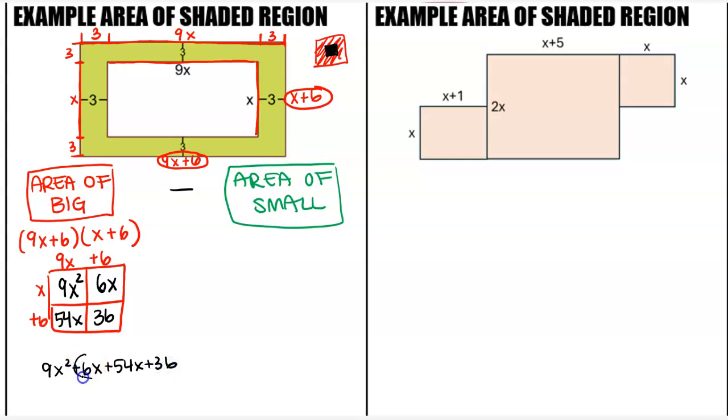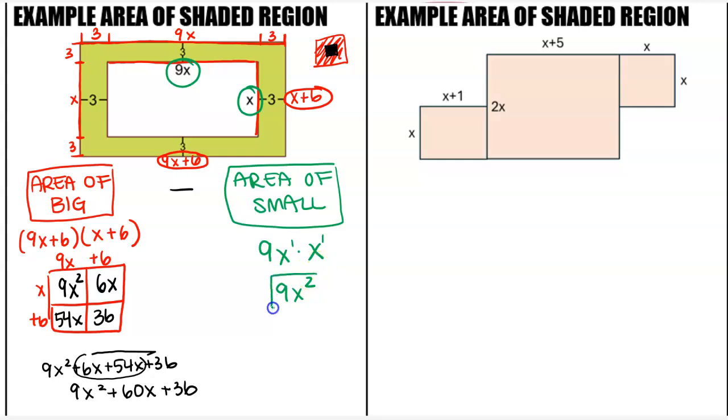Well, we can combine like terms here. We have 6x and 54x. So in total, I have 9x squared plus 60x plus 36. That is an expression that represents the area of the big rectangle. Now let's look at the area of the small rectangle. I need the base and height of my small rectangle, which were given to us. So 9x times x. This one I don't have to do a box method for because I'm just going to add those exponents together to get 9x squared.